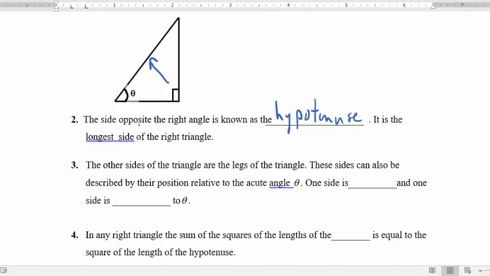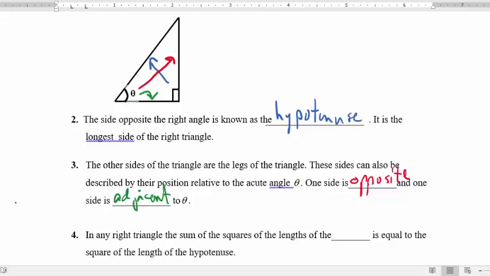So one side, we call that opposite, and one side is next to, which we call adjacent. Now you might say, hey, well, that side there is also adjacent to theta, but no, that's the longest side. The longest side is the hypotenuse, right? Opposite the right angle is always the hypotenuse. So when we say adjacent, we're talking about the leg adjacent to the angle. So that leg there is the adjacent leg.